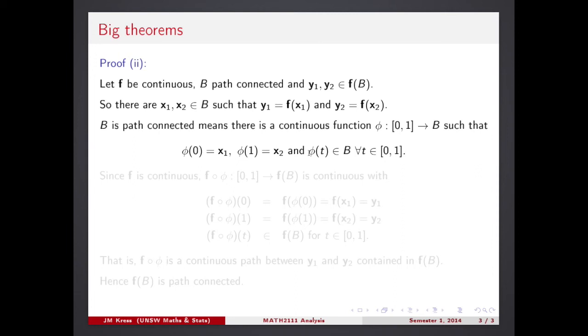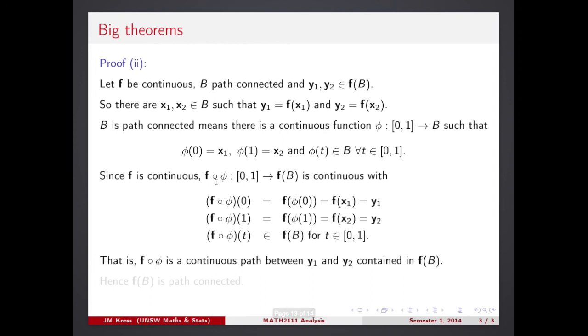Now how do I come up with a path which connects y1 and y2? Quite expectedly, I just take the composition of f and phi. The composition will take [0,1] into the image f(B), and that will do the job. It will be continuous as a composition of continuous functions. At the endpoints, it will take the points y1 and y2. That's the simple arithmetic which convinces everyone that this is so. And it is continuous because it's a composition of continuous functions. And that's the end of the proof.